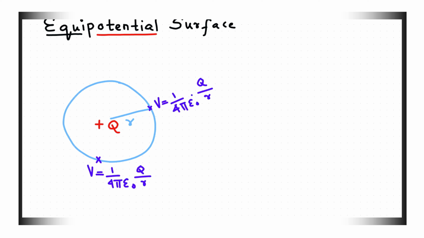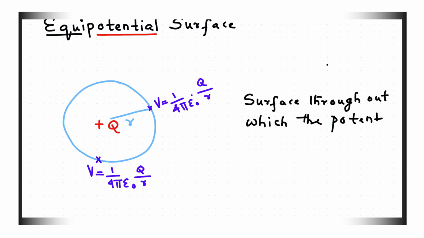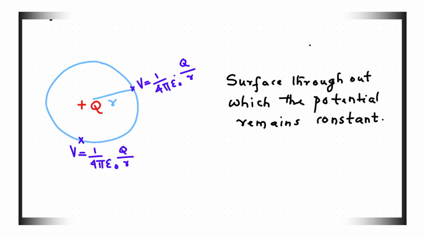The surface throughout which the potential remains constant, this is what we call an equipotential surface. So, what will be the work done to move a charge on an equipotential surface?